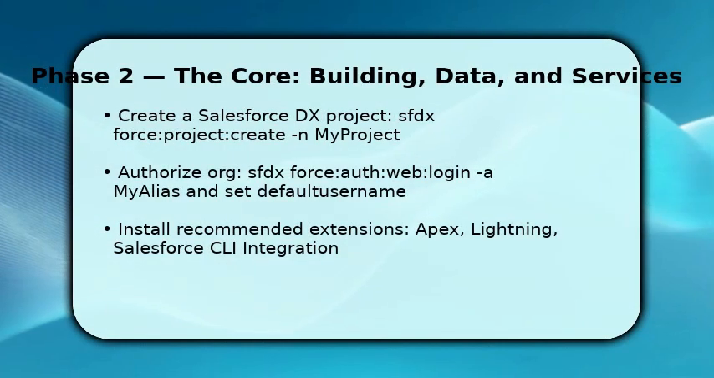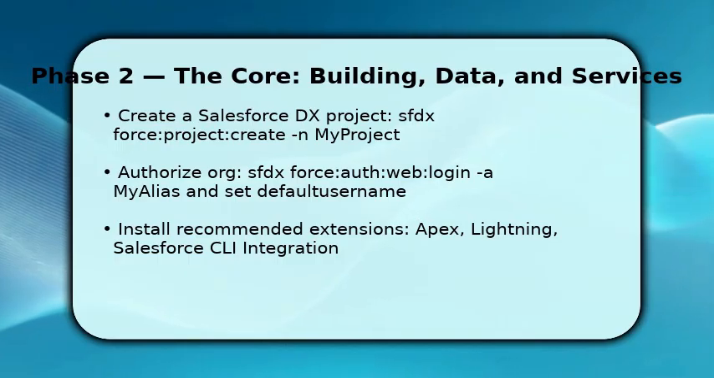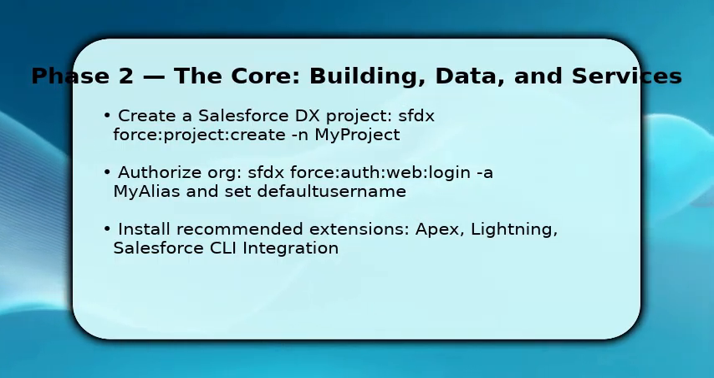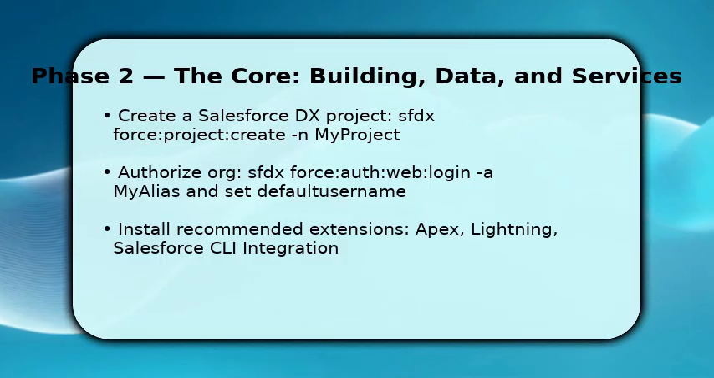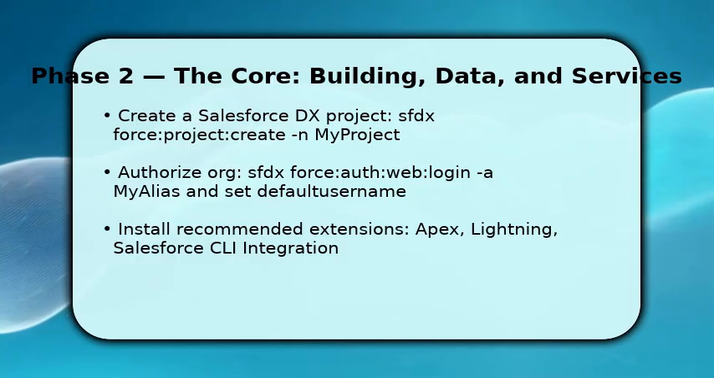Once done with auth, create a Salesforce DX project in VS Code using SFDX: Create Project, and name it My Project. This generates the correct folder layout. Then authorize the target org and set it as default. Run sfdx force:auth:web:login -a myalias and sfdx force:config:set defaultusername=myalias. This avoids manual org flags later.